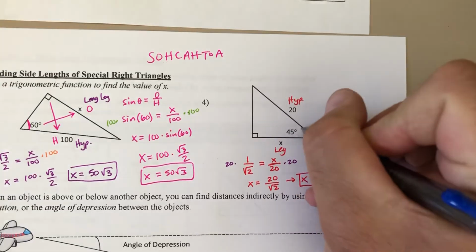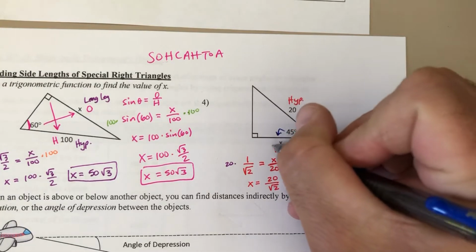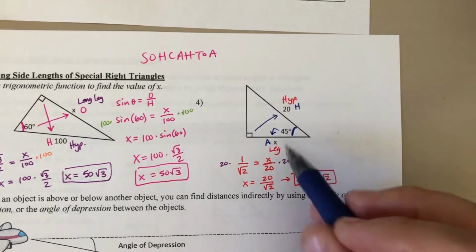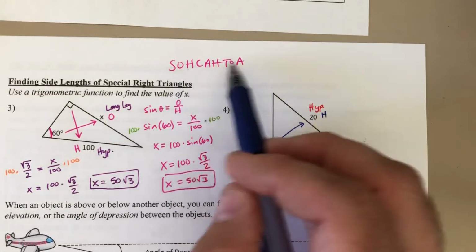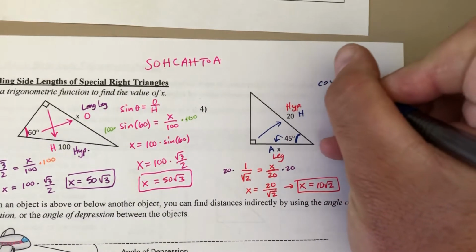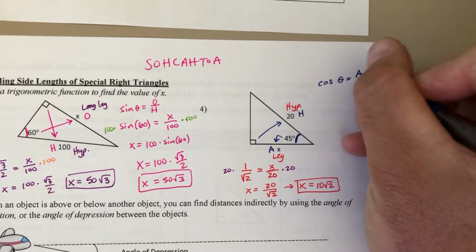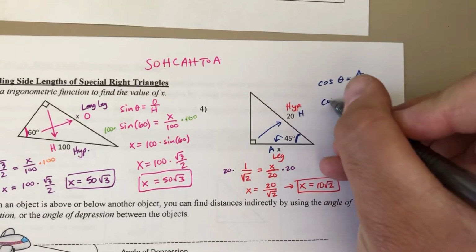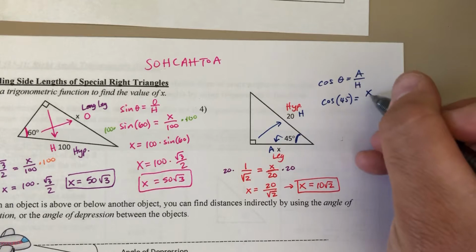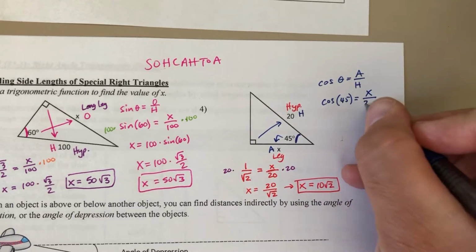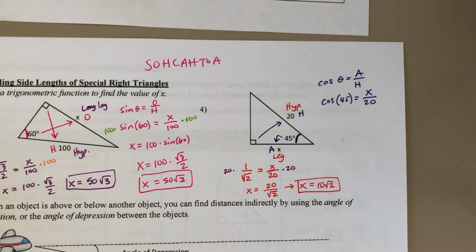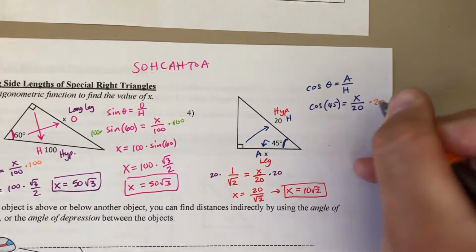So here's my angle of reference. This would be the adjacent leg. This is the hypotenuse still. So adjacent and hypotenuse, look back at SOH CAH TOA. Adjacent and hypotenuse, that's a cosine. So the cosine of theta is a over h. But we know theta, it's 45. A is the x, the unknown. H is the 20. And so again, I'll multiply by 20 to solve for x, right?